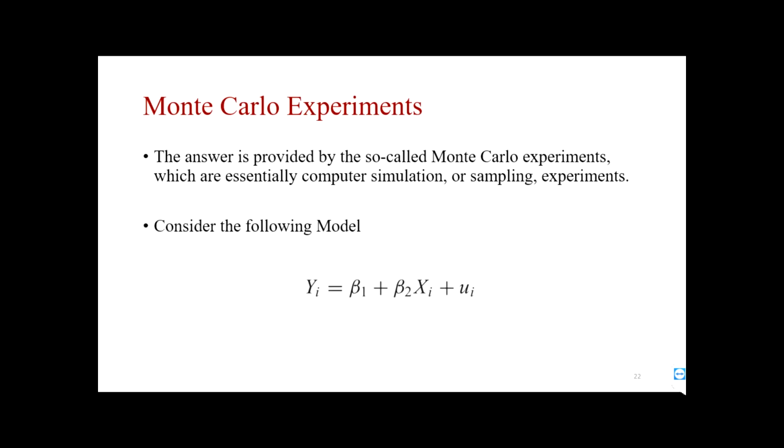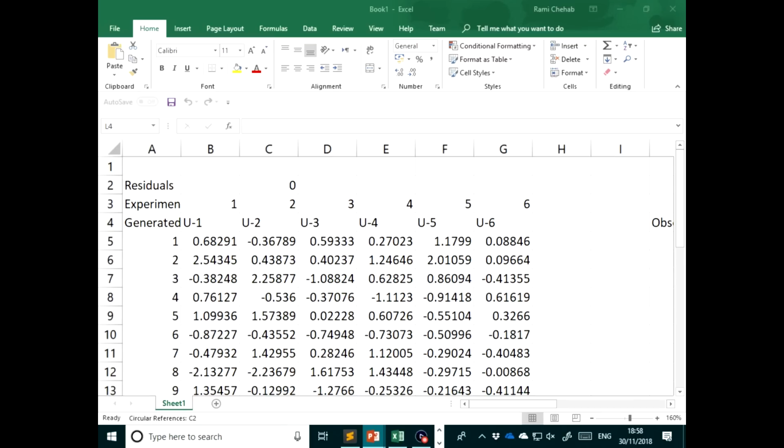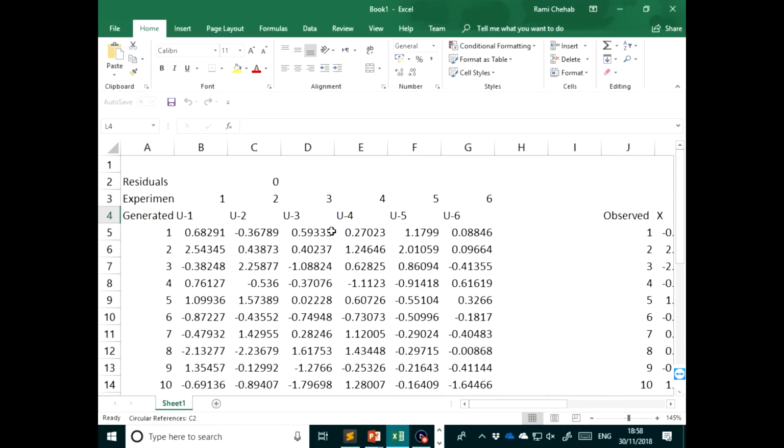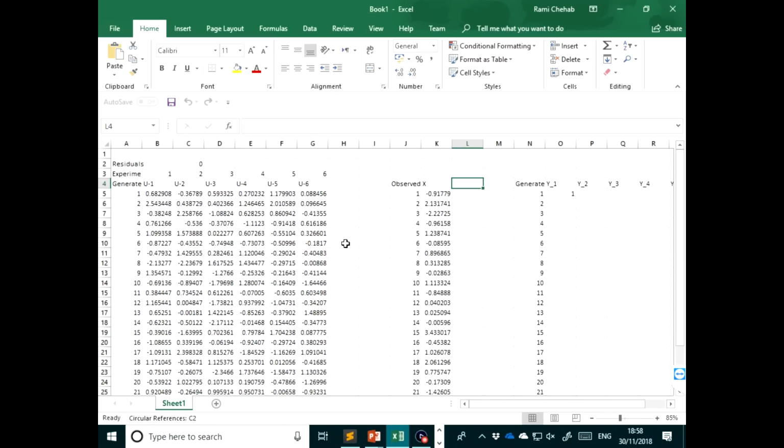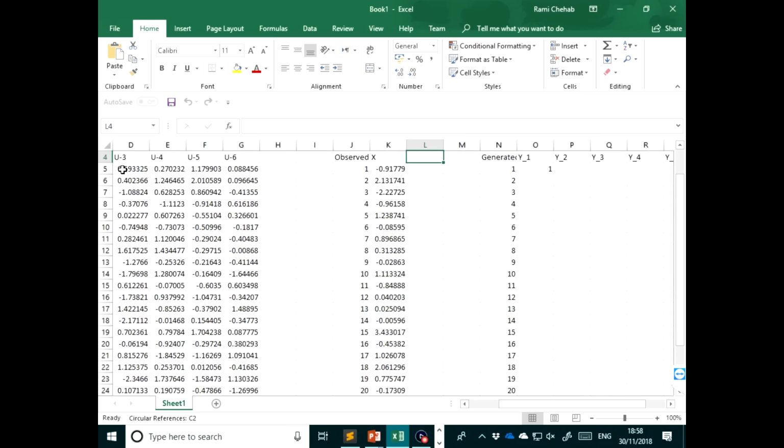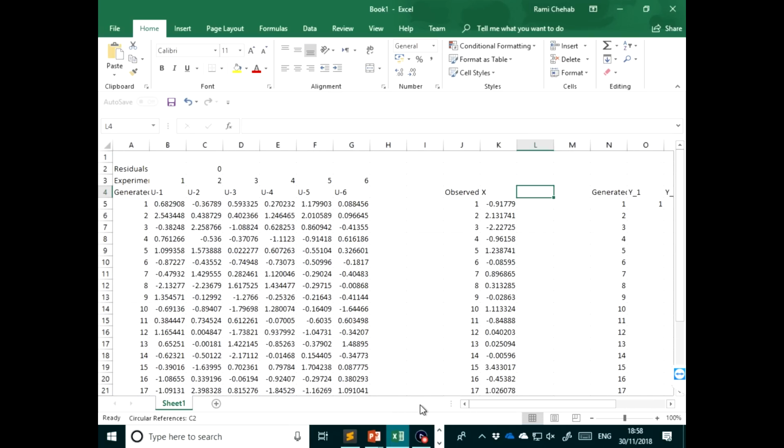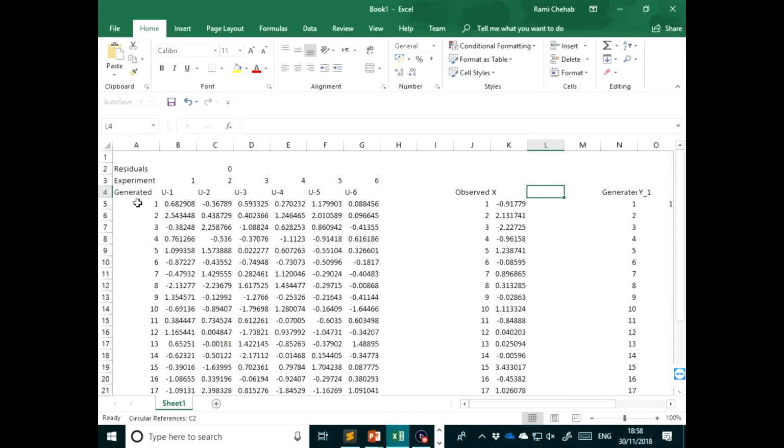Consider the following model. So let's consider this model where we have y_i equal to beta 1 plus beta 2 x_i plus u_i, and I'm going to illustrate this using Excel. Obviously you can do that in other software, but I think it's better to start with Excel and show you how things are really done, so you understand what we mean by experiments and simulations.